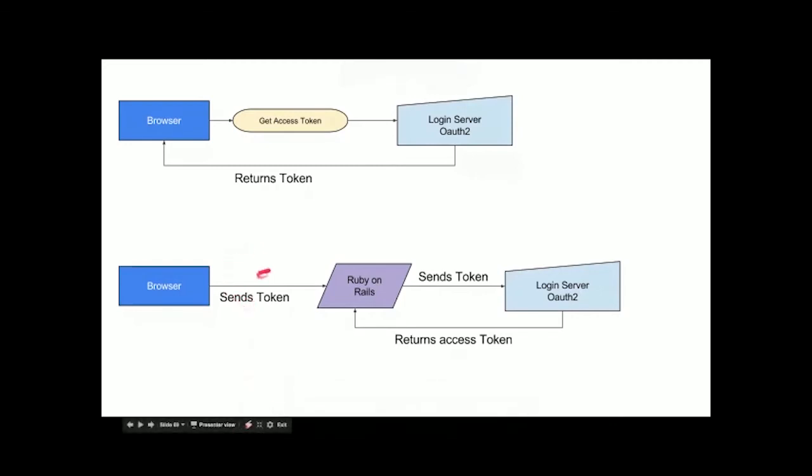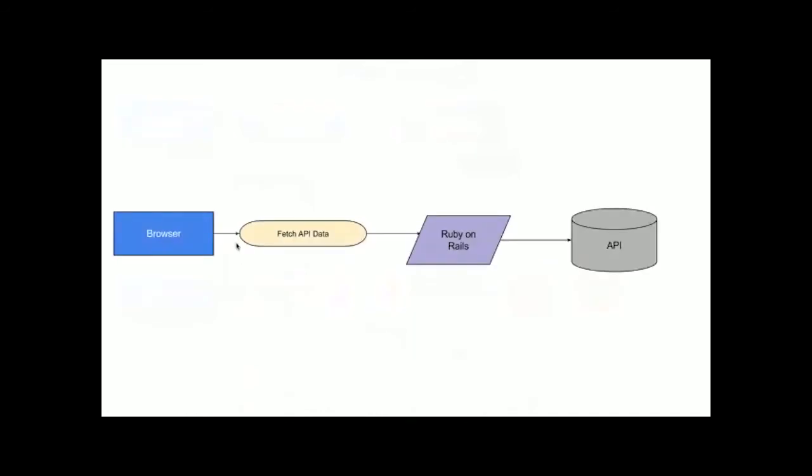Let me get my little pointer here. It would send the token to our Ruby on Rails layer, which would make a back-end call to our login server to get the access token and then store it on our Ruby on Rails server. And then the browser would be able to make API calls proxied through our Ruby on Rails, which would then call the API and return the data back to the browser.